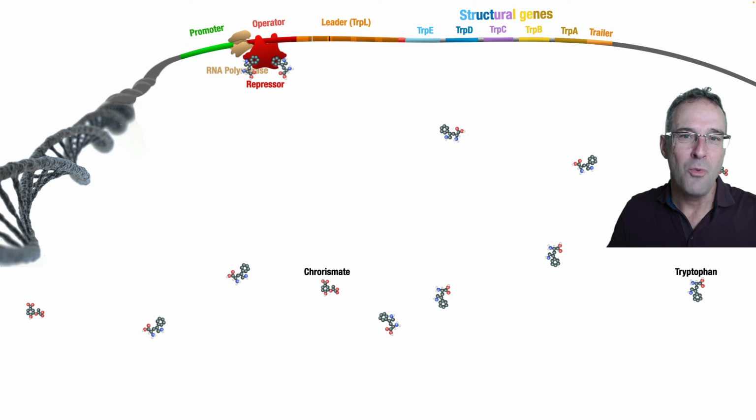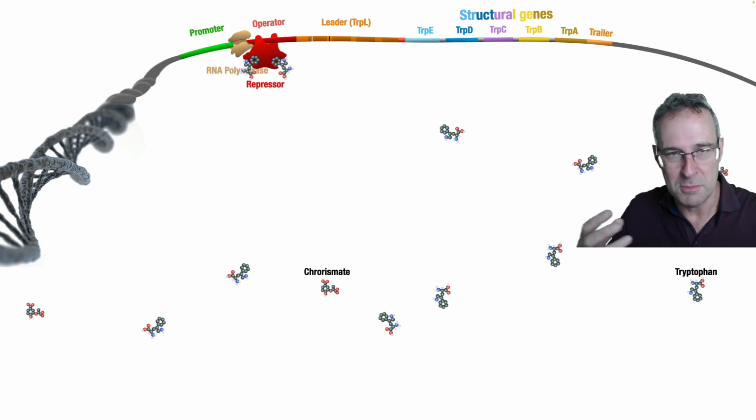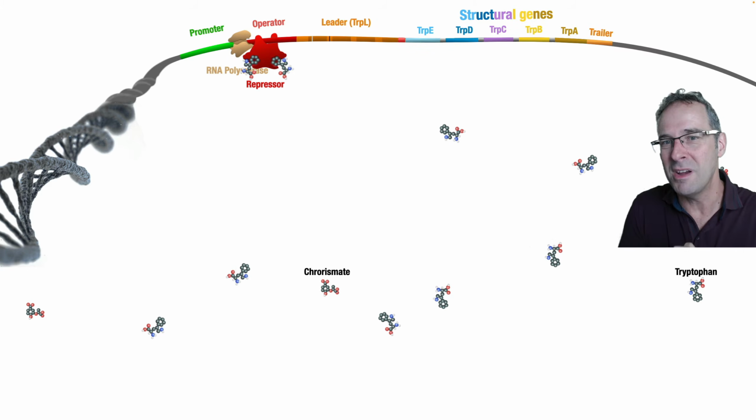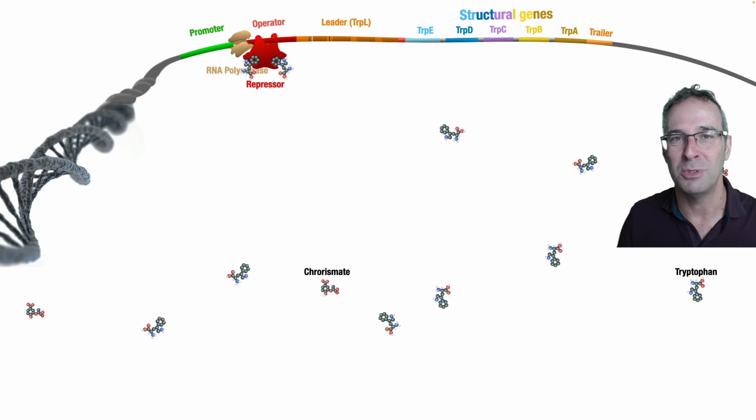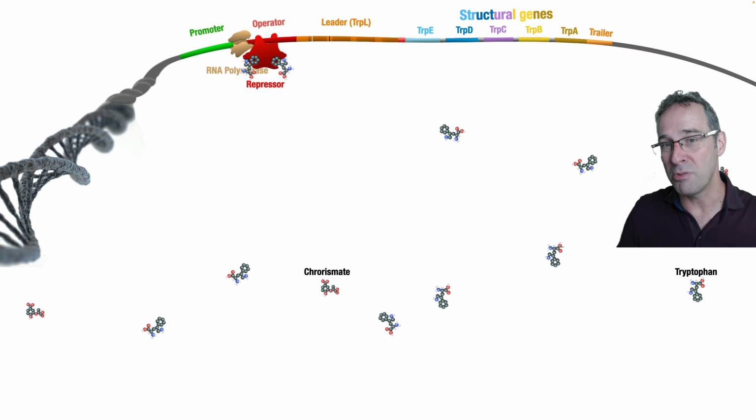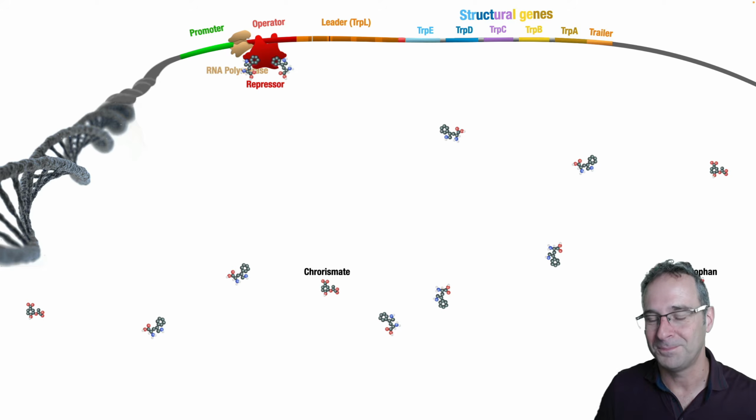So even when there's tryptophan in the cell, a low level of tryptophan will still be made because, as I said, the repressor doesn't stick on there hard. It sort of sticks on there and then it falls off and then it sticks back on and falls back off. So it stops the RNA polymerase, but every now and then an RNA polymerase will get through and a little bit of tryptophan will be synthesized anyway, even when there's tryptophan available in the cell. All right, so that's how repression works. I think repression is relatively simple to get your head around.